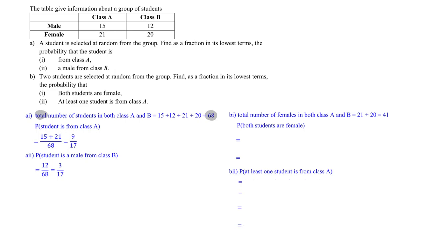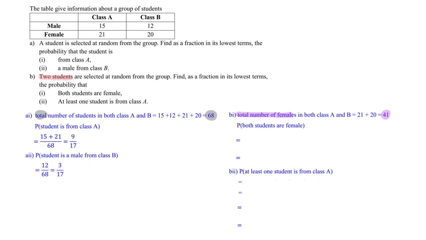Part B, we are going to select two students. And because we are going to select two students, one after another, we will assume that it is without replacement. Find the probability that both students are female. So I would then need to know how many students are there. How many female students are there? 21 plus 20, 41. That's the total number of females.